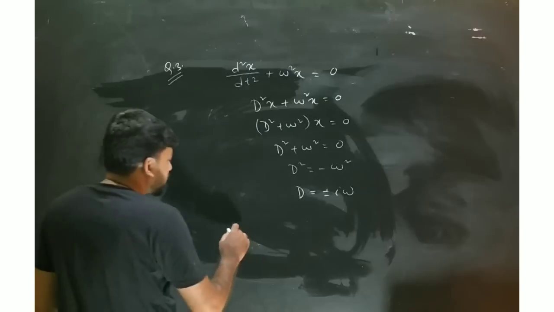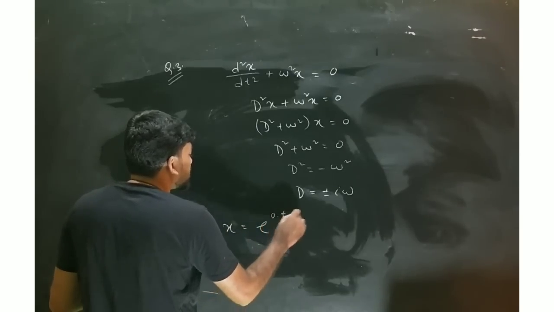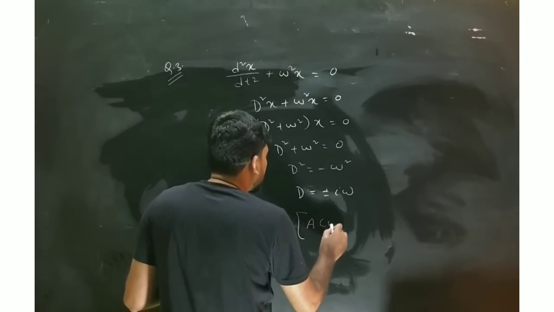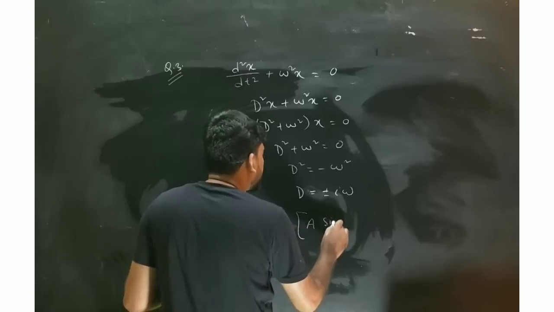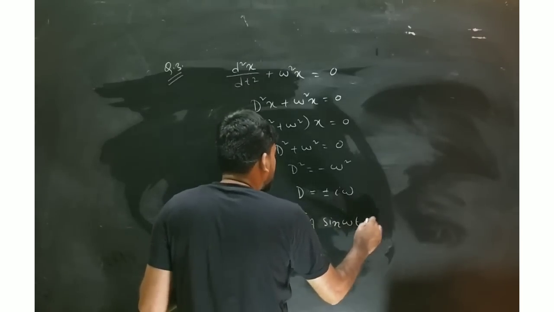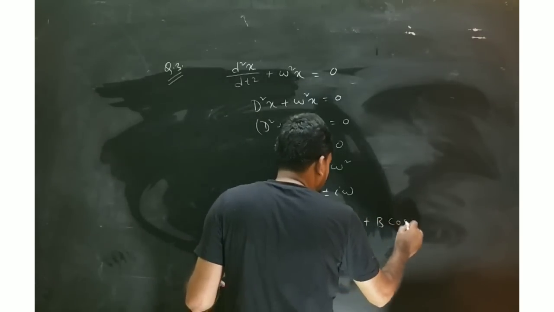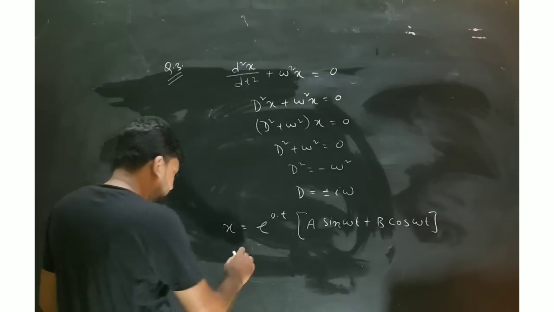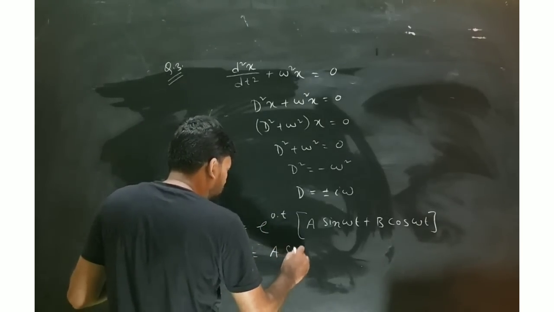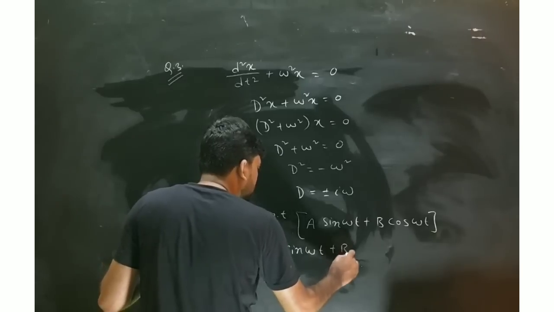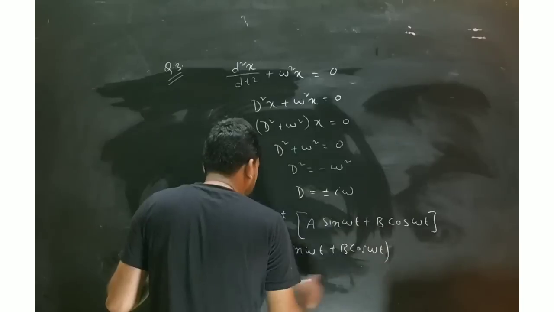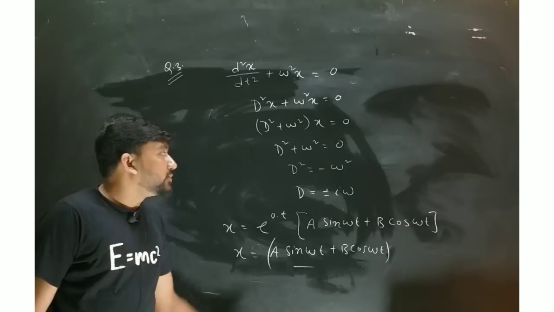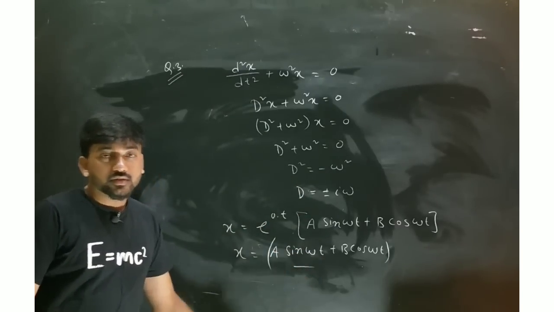So your solution will be x = e^(0·t), because it is αt, into (a sin βt + b cos βt), that means a sin ωt + b cos ωt. And e^0 is 1. So your solution will be x = a sin ωt + b cos ωt. This is your solution. This is how you can solve the problems, and if you are given the boundary conditions, then you can find the constants a and b also.